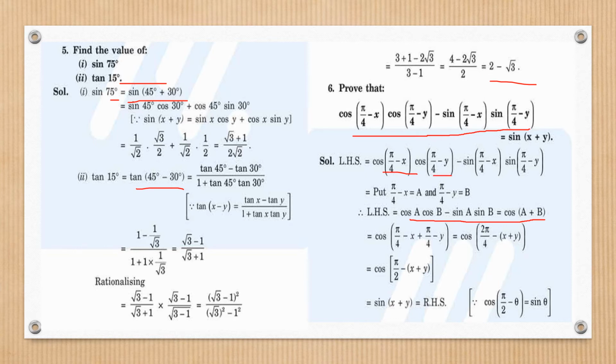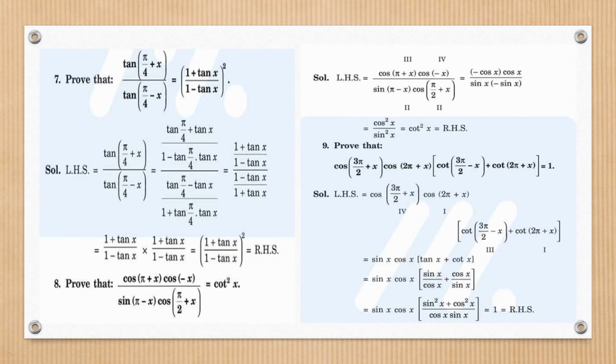So this expression changes to cos of A plus B. So pi by 4 plus pi by 4 is pi by 2, and this is minus times x plus y, and cos 90 minus theta is sin theta. So this is the required result.